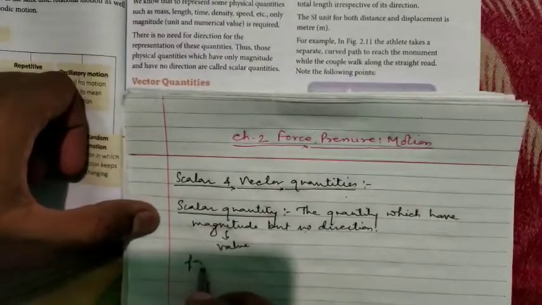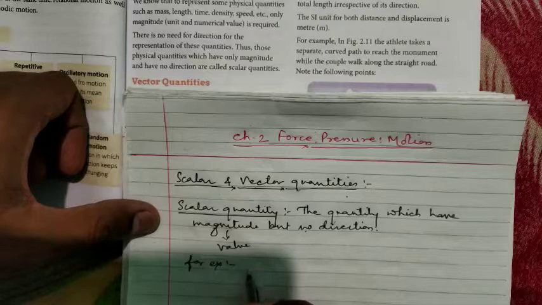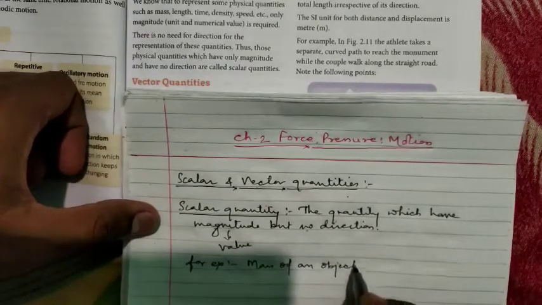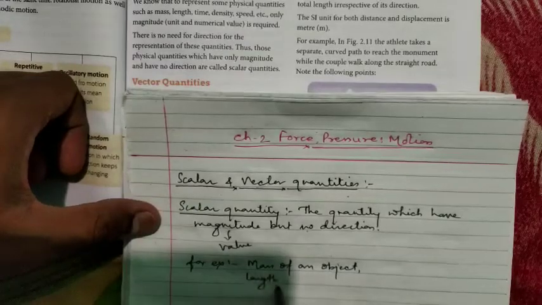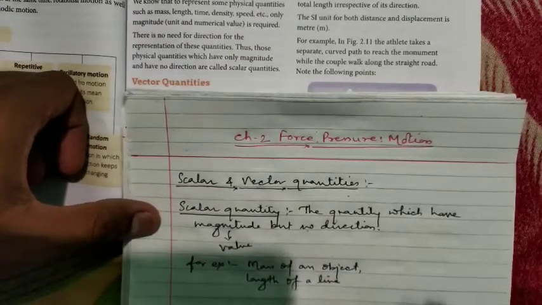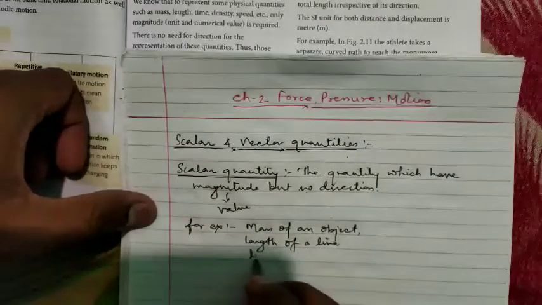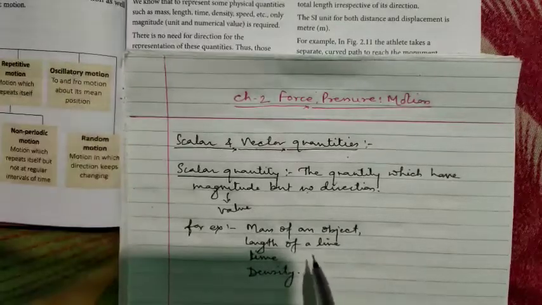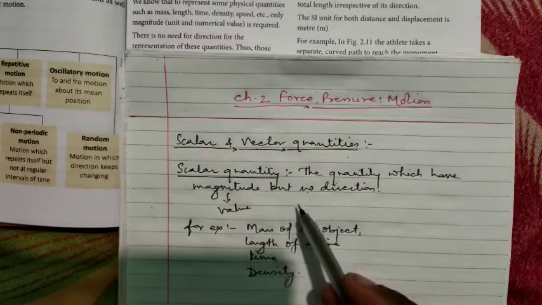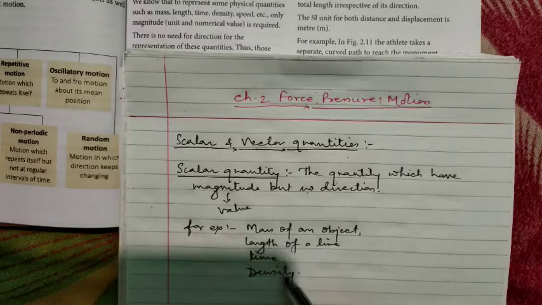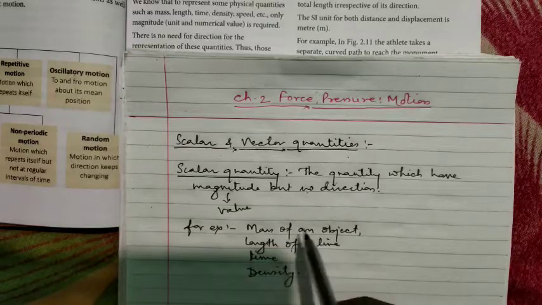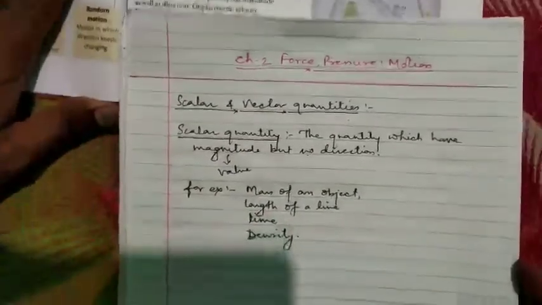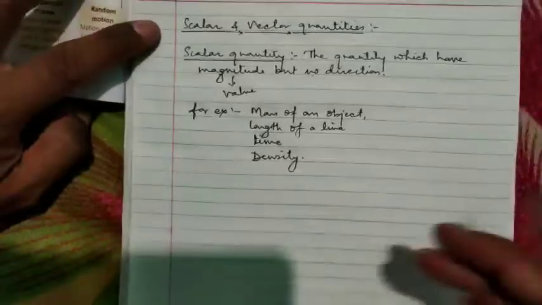For example, mass of an object, length of a line, time, density. These are examples of scalar quantity, which only has magnitude. It means only value is there, no direction is there. This type of quantity is called scalar quantity. Now just opposite to it, vector quantity.